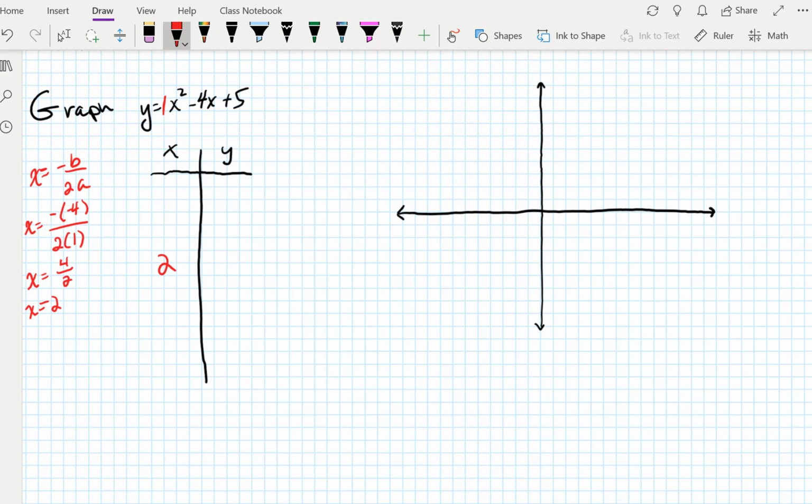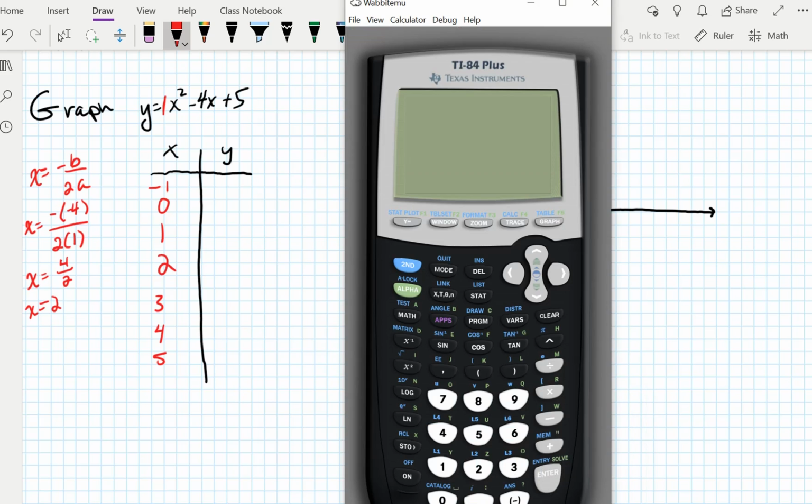We're going to look at some x values that come before 2, like 1, 0, maybe even negative 1. And then we're going to look a few values past 2: 3, 4, and 5. Now, unlike when we built our tables for linear graphs, we're not actually going to do the substitution here. That would take us a while. What we're going to do is go into our calculator.